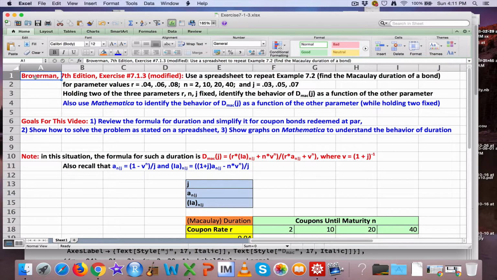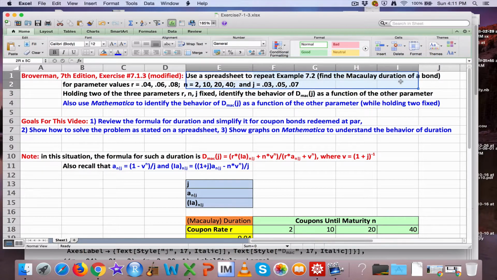Hi, in this video I want to go back to looking at a problem in Broverman's book. We're going to look at a modified version of exercise 7.1.3. The directions of the problem in the book say this: use a spreadsheet to repeat example 7.2 where we find the Macaulay duration of a bond for different parameter values that you see here.